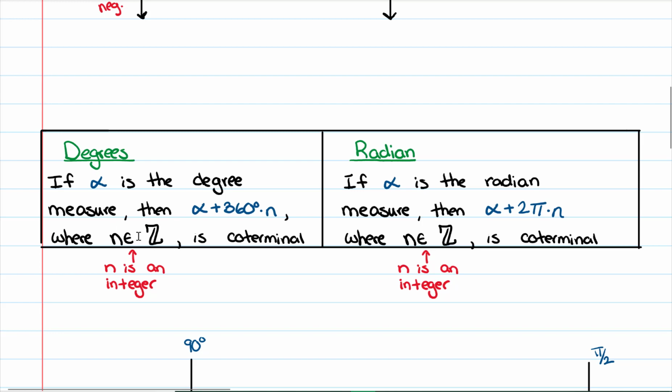This fancy math language right here just means n is an integer, and an integer is a number like 1, 2, 3, -5, and so on. So in order to get to the same spot on the circle, you either add or subtract 360 degrees. In radians, you do the same thing, but instead of adding or subtracting 360, you add or subtract 2 pi, because there's 2 pi radians in one revolution of the circle.